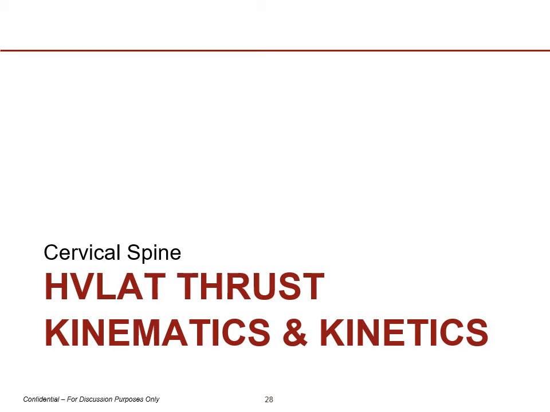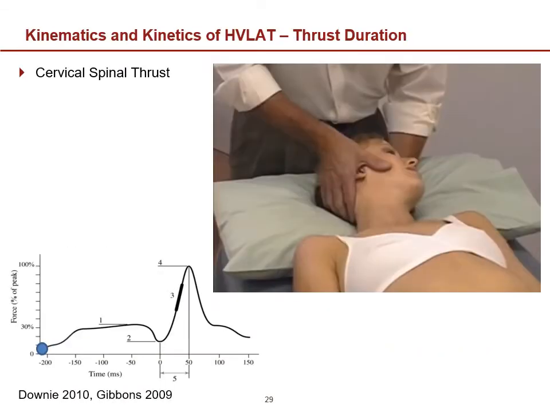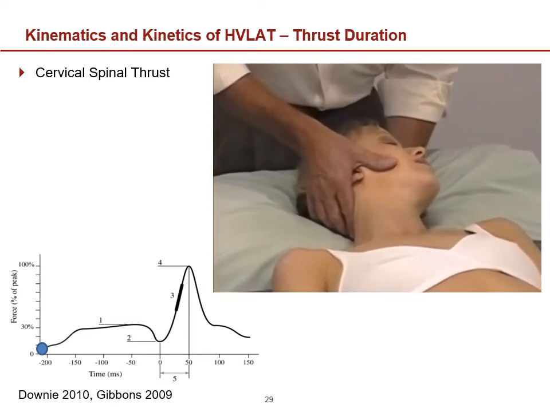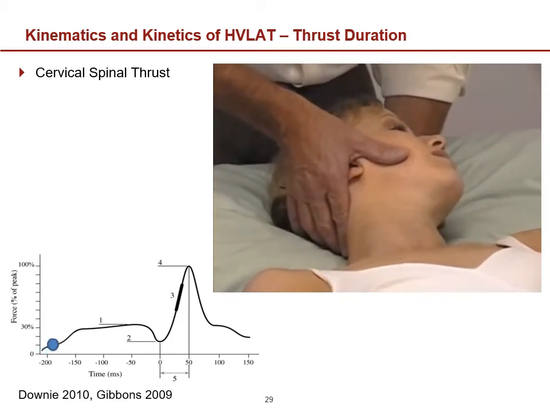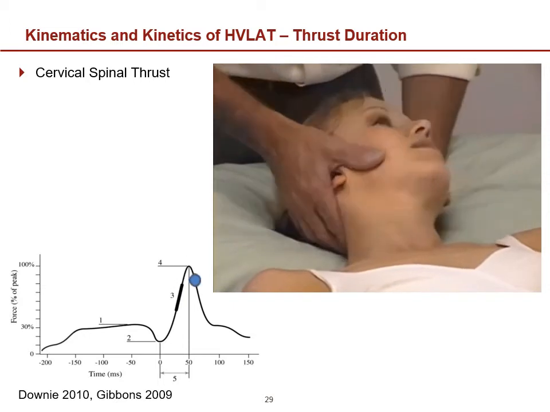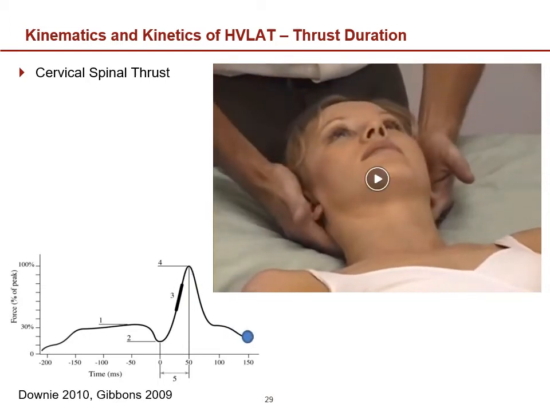Moving on to the cervical spine specifically. So here's an example of the cervical spine thrust, as well as how this correlates to the preload, the dip, the peak force, the speed, as well as the duration of the thrust. So preload, backs off, thrusts, and off. So very quick.